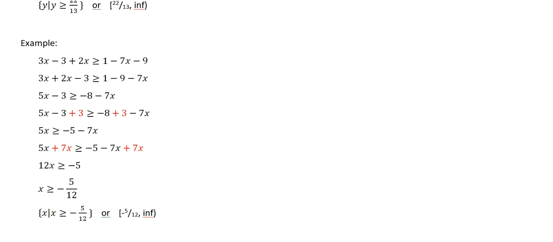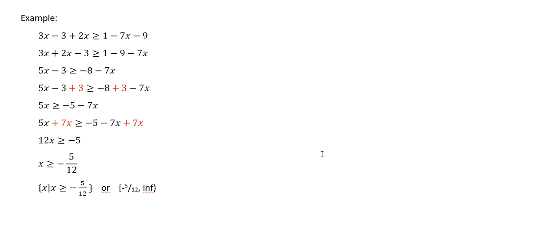Okay, the second example: 3x minus 3 plus 2x is greater than or equal to 1 minus 7x minus 9. All right, so what are we going to do to make this simpler? Let's rearrange it a little bit to combine some terms, and it'll look a little more familiar afterwards.